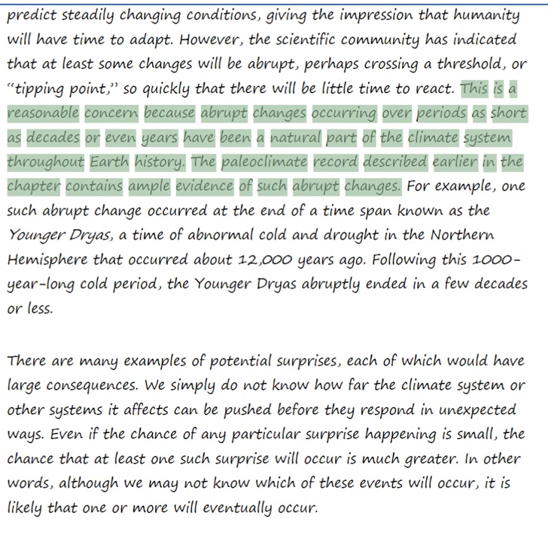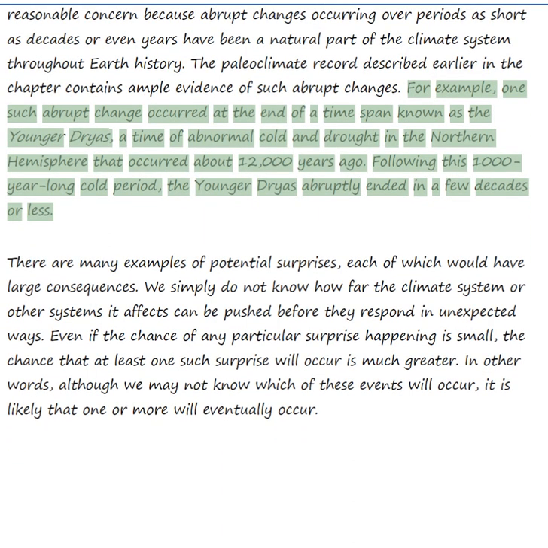This is a reasonable concern because abrupt changes occurring over periods as short as decades or even years have been a natural part of the climate system throughout Earth history. The paleoclimate record described earlier in the chapter contains ample evidence of such abrupt changes. For example, one such abrupt change occurred at the end of a time span known as the Younger Dryas, a time of abnormal cold and drought in the northern hemisphere that occurred about 12,000 years ago. Following this 1,000-year-long cold period, the Younger Dryas abruptly ended in a few decades or less.